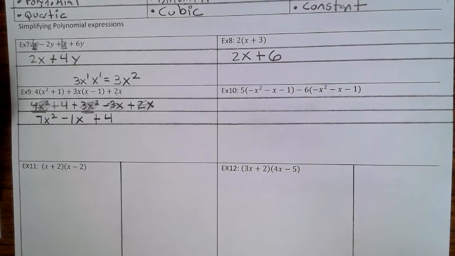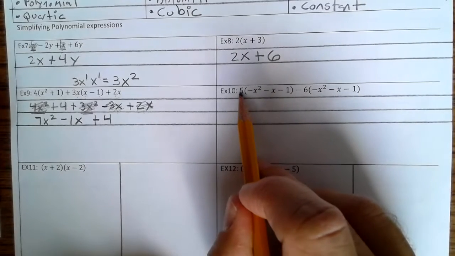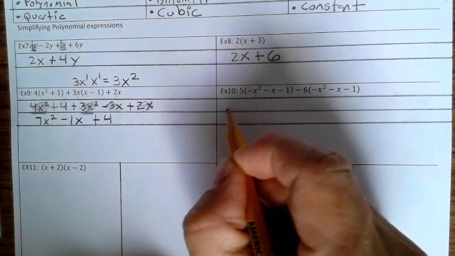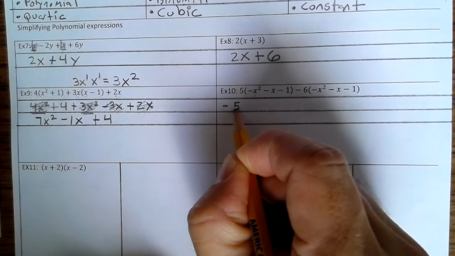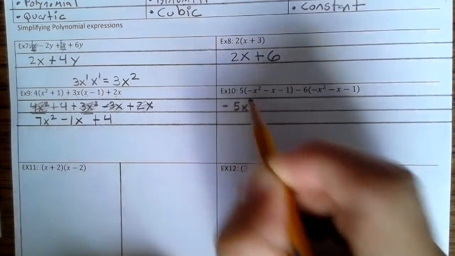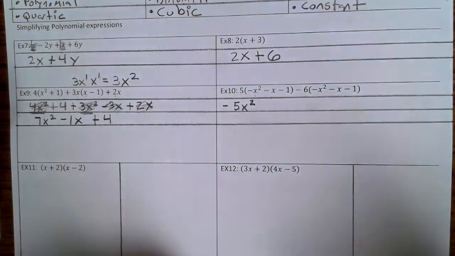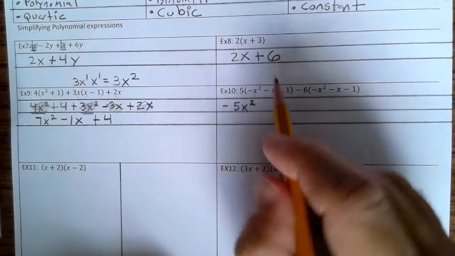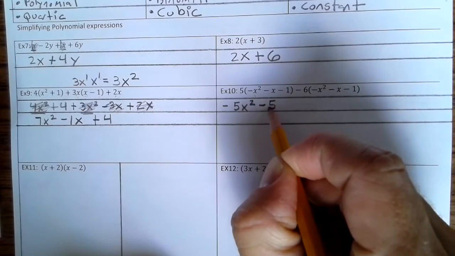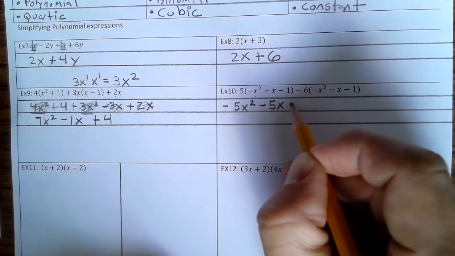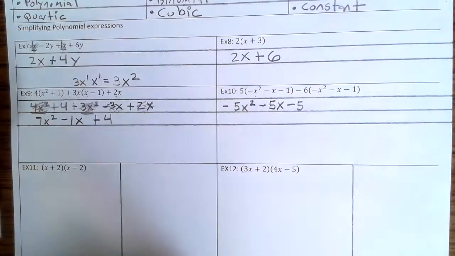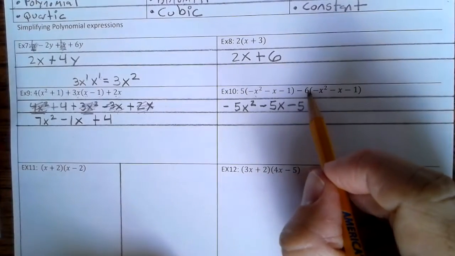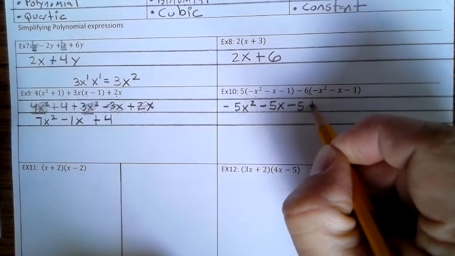All right, example 10. 5 times negative x squared is negative 5x squared. Again, because step 1, we're going to distribute to remove the parentheses. 5 times negative 1x is negative 5x. 5 times negative 1 is negative 5. Now, negative 6 times a negative x squared is a positive 6x squared.